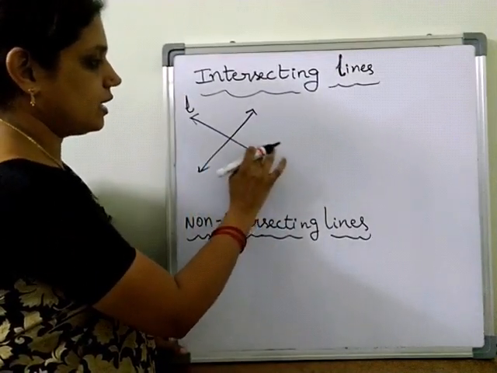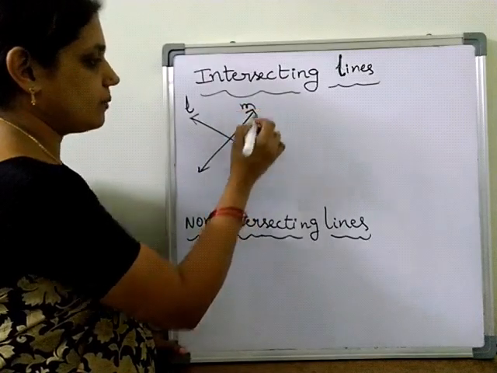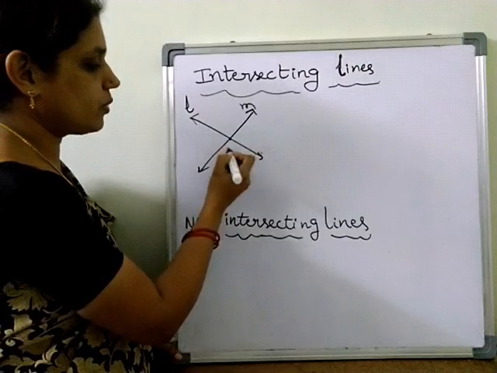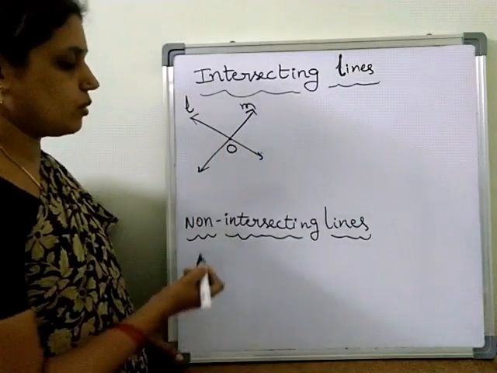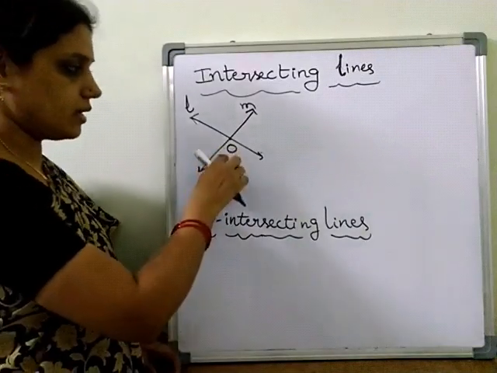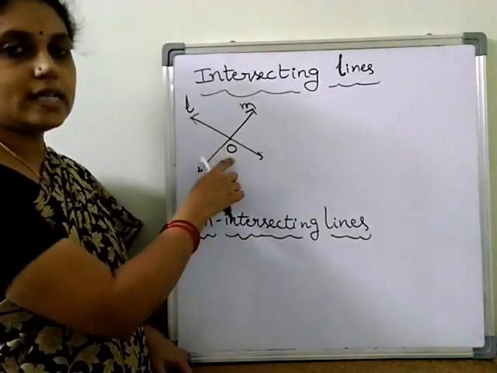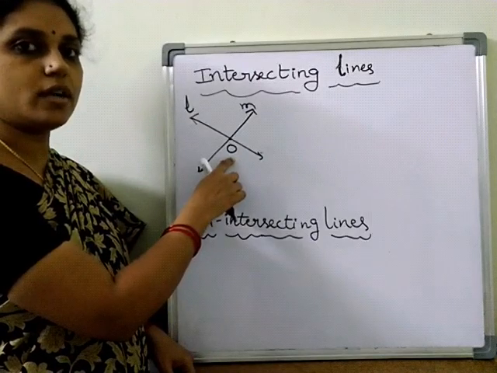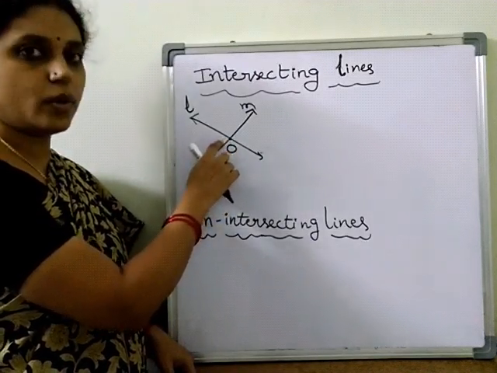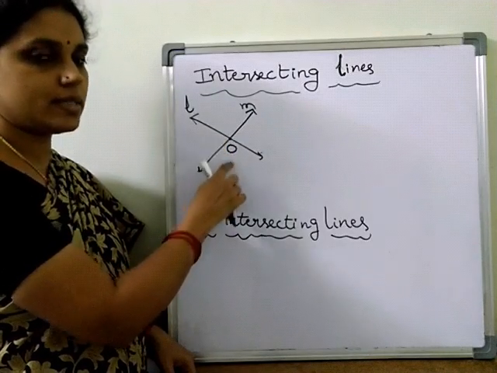So here, L and M, two lines, I gave the names L and M. These are intersecting at a point. We can name it as O also. So L and M are intersecting at a point here at O. That O is called the intersecting point or point of intersection. In any way we can say O is called the point of intersection or intersecting point.